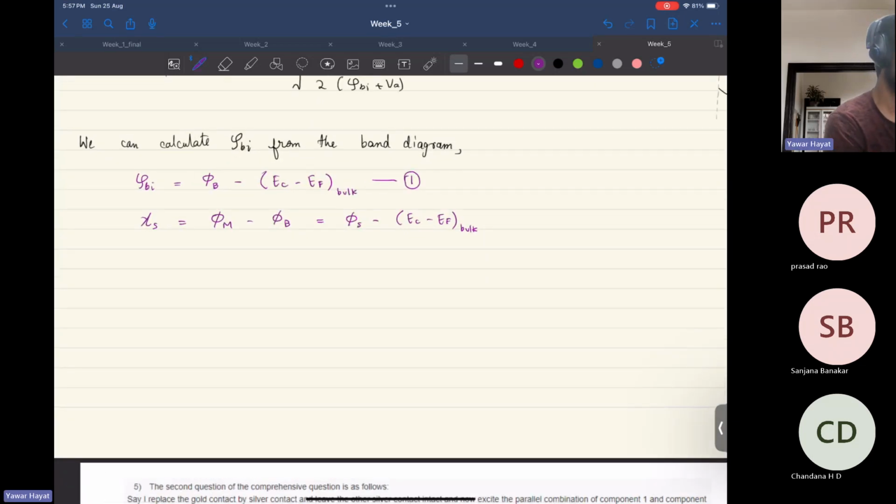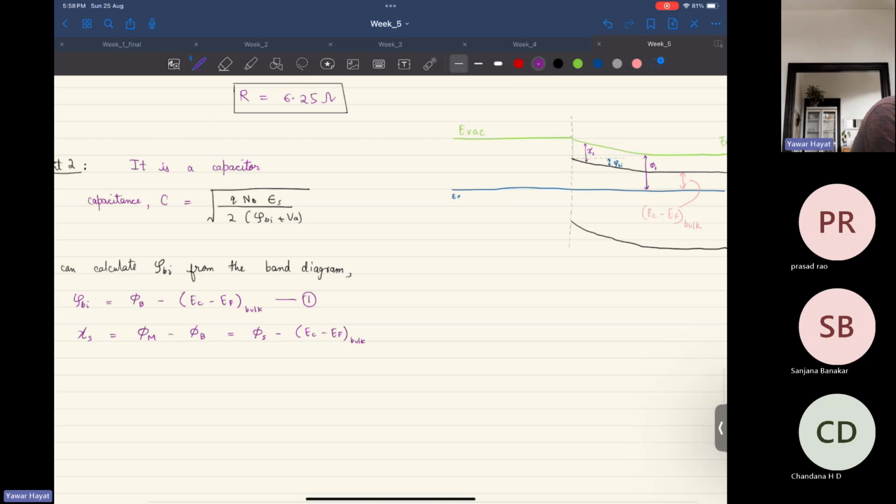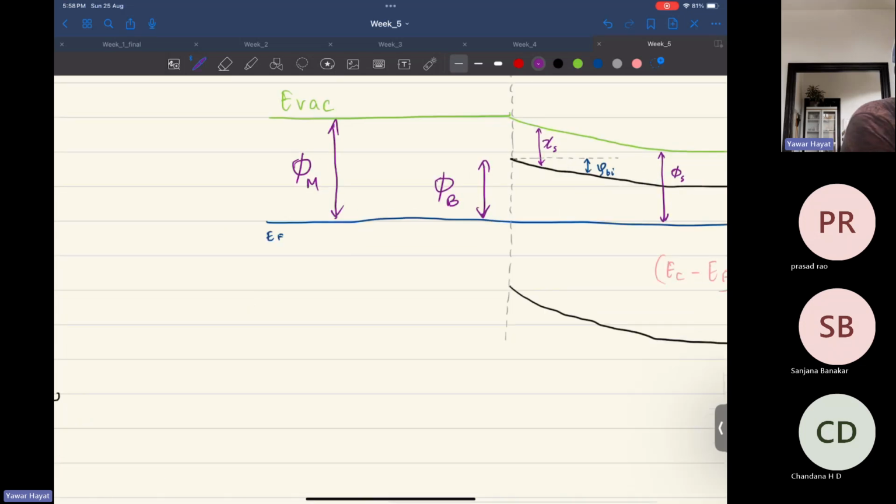So now for this one, right? Our chi-s is equal to phi m minus phi b, right? What is phi m minus phi b? This is your phi m. What is your phi b? This. So what is phi m minus phi b? Phi m minus phi b would be in fact this chi-s, right? Electron affinity, right? This distance minus this minus this, which is equal to this, which is nothing but chi-s.